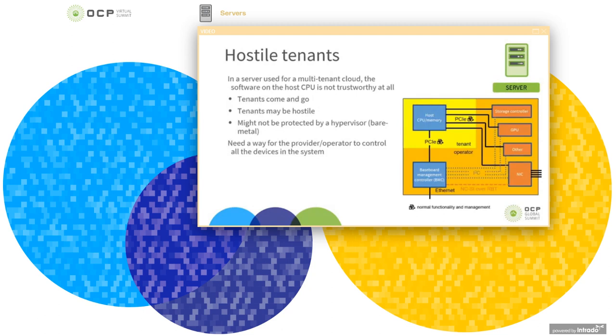We believe that in a cloud-native computing world, we need to treat all tenants as hostile. Tenants can come and go. Sometimes they're protected by hypervisors. Sometimes we see a shift in the computing industry where people want to run bare metal tenants as well. And we still need a way for an operator or a provider to control all the underlying infrastructure through something like a BMC while treating those tenants as hostile.